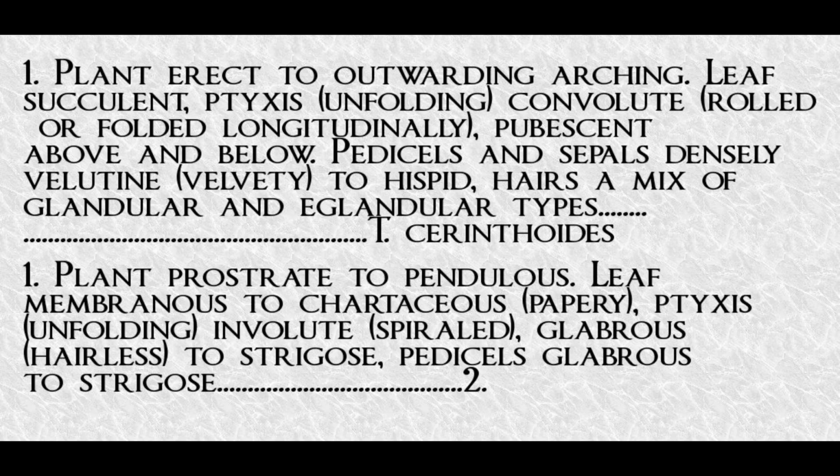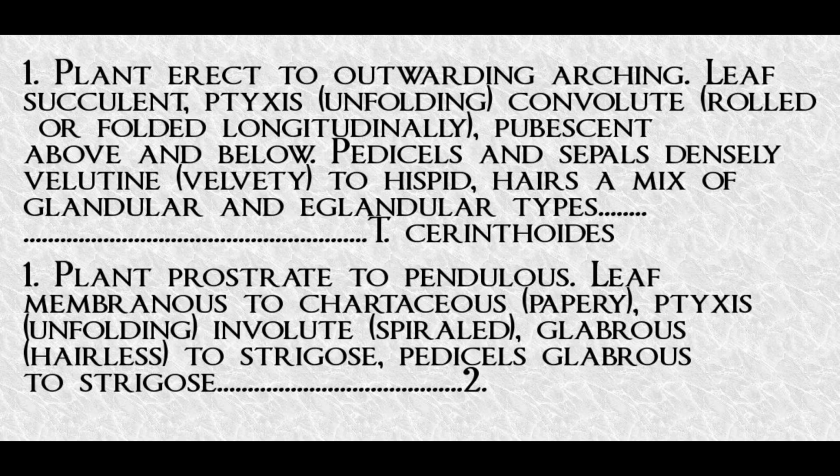So the second part is how the leaf is held and its texture. The first group, the leaves are fairly succulent and thick. Second group, they're more membranous or cartilaginous, which means papery. So the first group has a thicker, more succulent leaf. Second group has a more papery leaf. Again, that can be a little confusing.